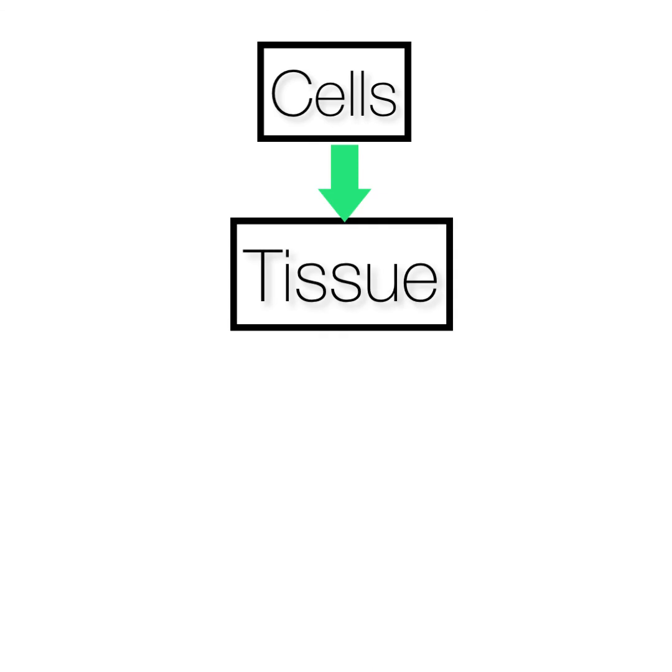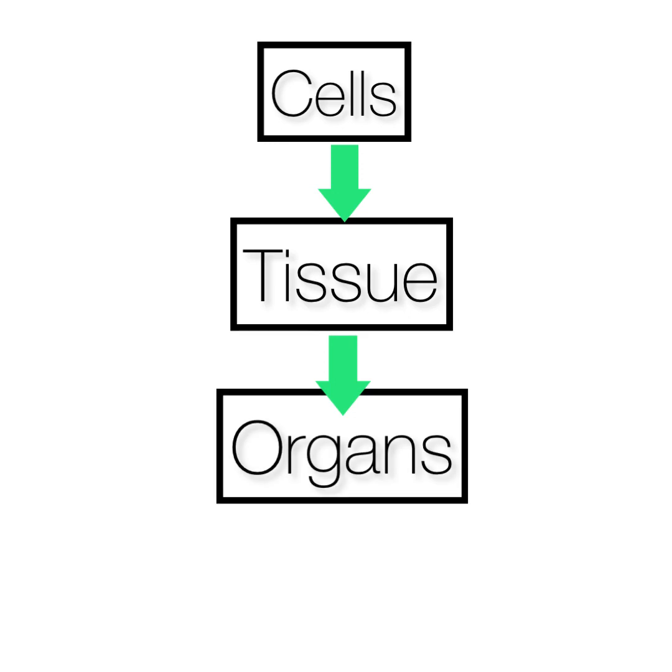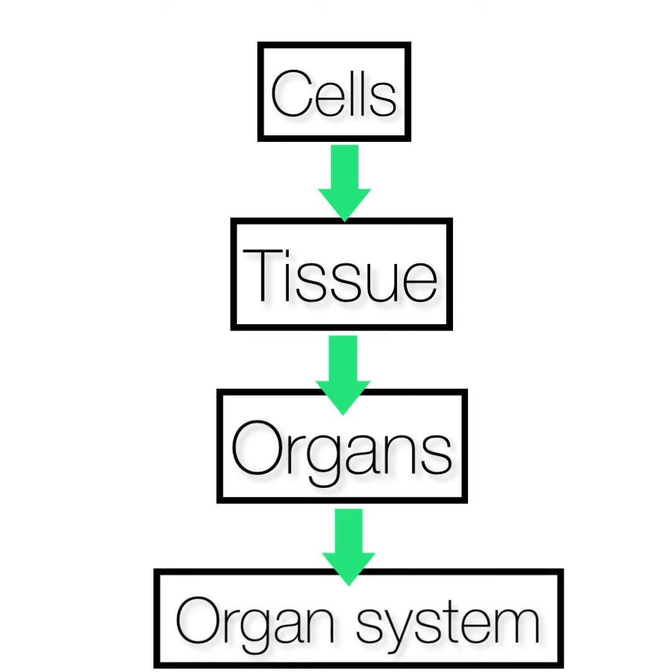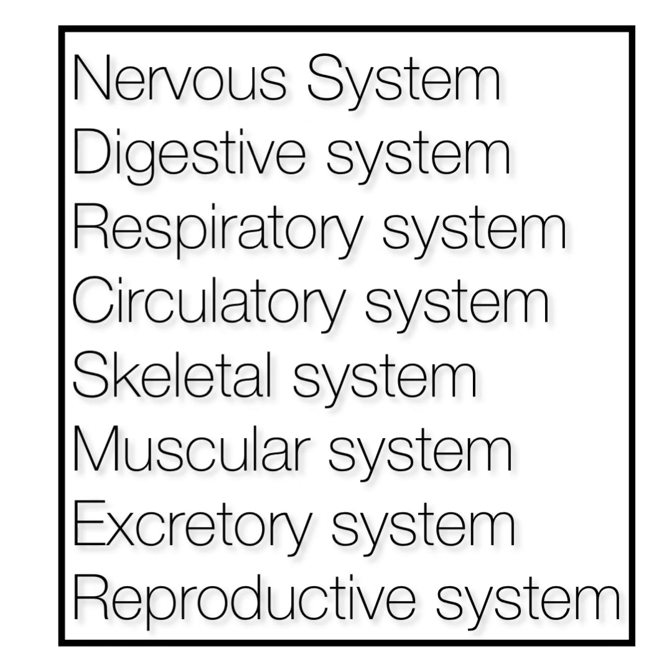Let's try to understand this with a simple diagram. Smallest part of human life is cell. Same type of cells together forms a tissue. Tissues together form the organs, and a set of organs doing a specific job forms the organ system. These are the eight organ systems of our body. Okay? So learn them all.